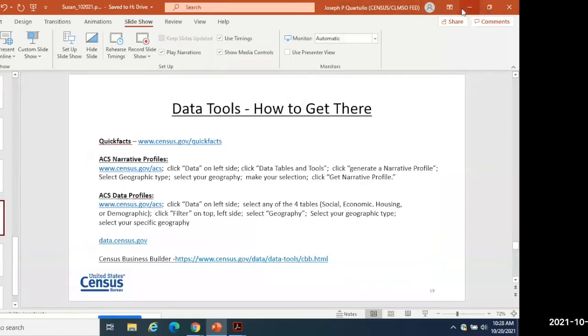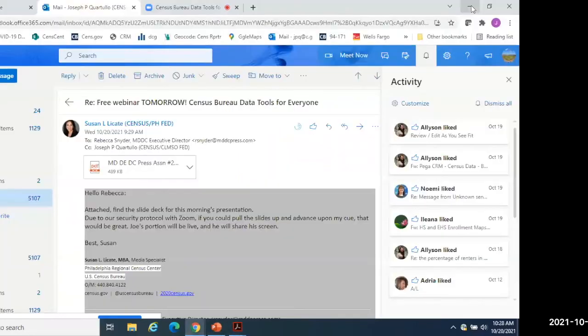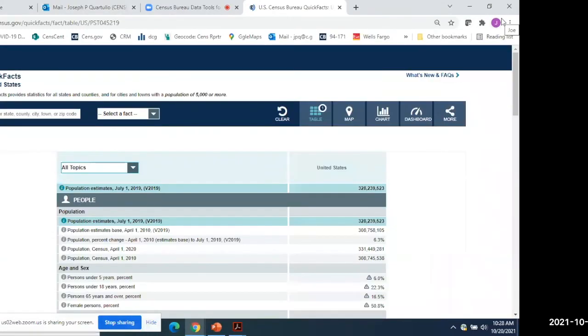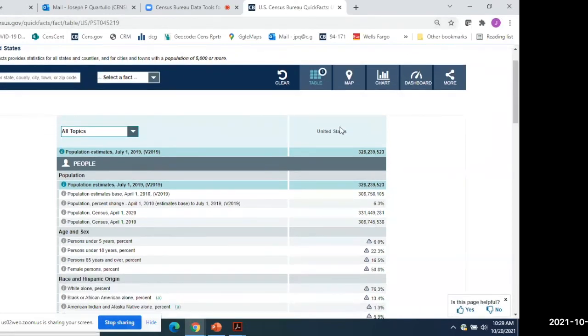If you give me a second here, I'll switch over to quick facts. That's one of the data tools that we have. You can get data for any geography in quick facts, or any municipality, I should say, as long as it has 5,000 people or more. So a small town, 3,500 people, won't be available in quick facts. But when we go to quick facts, the main page, which is what I'm at now, we get a lot of information about the United States. That's the default geography in quick facts.